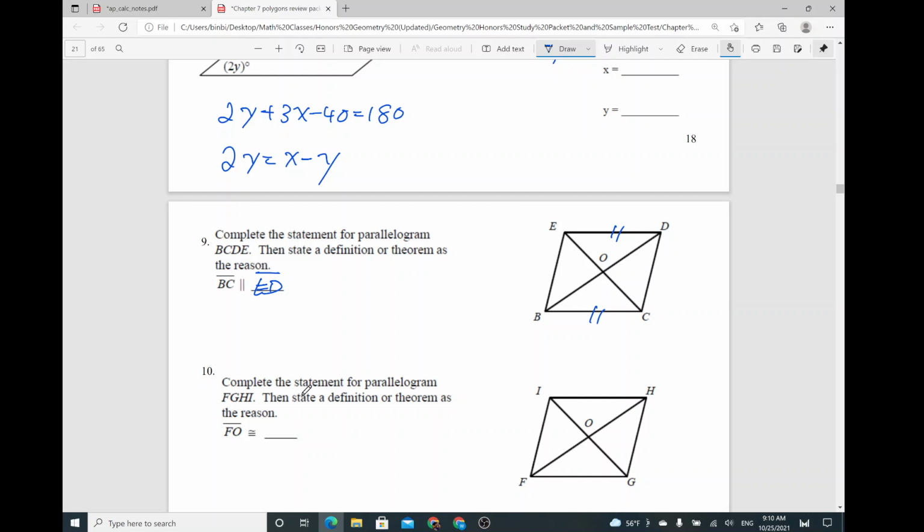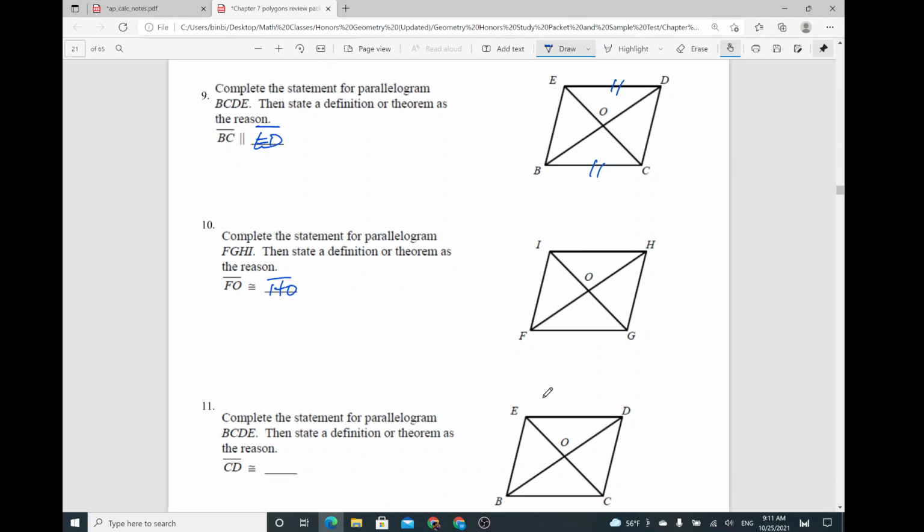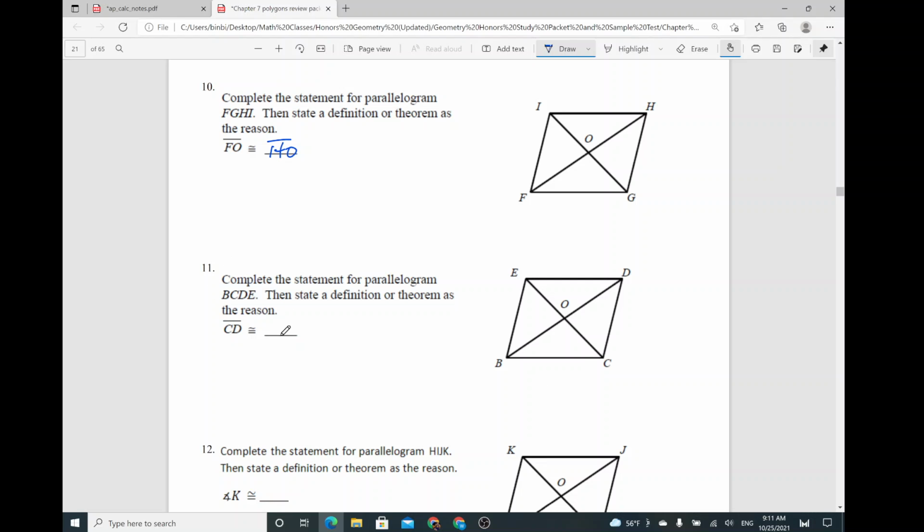Complete the statement for the parallelogram FGHI. State the definition or theorem as the reason. So FO is congruent to HO. Again, if that's a parallelogram, that means the diagonals always bisect each other. So CD is congruent to EB. Again, special properties of the parallelogram.